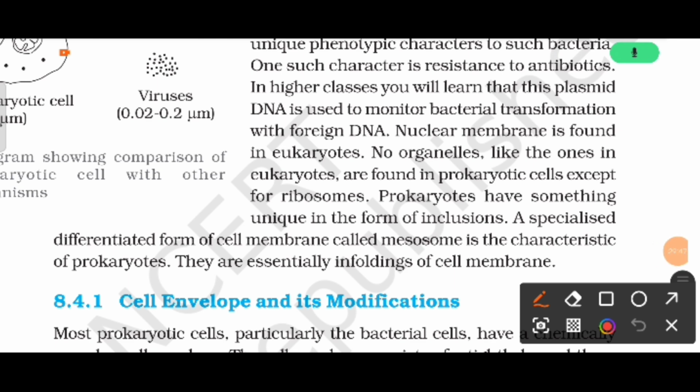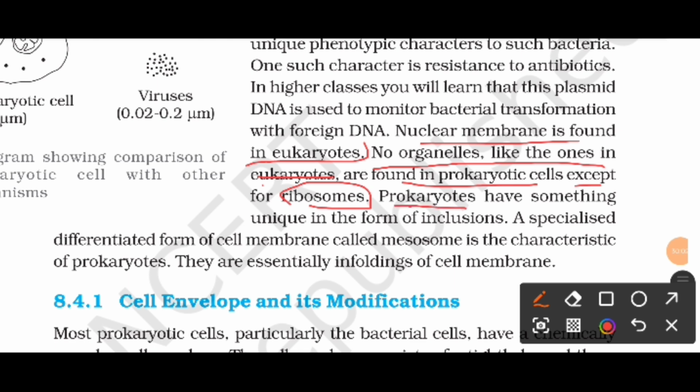Nuclear membrane is found only in eukaryotes. No organelles like the ones present in eukaryotes are found in prokaryotes, except for ribosomes, which we studied earlier. Also, prokaryotes have something unique in the form of inclusions. Yes, we studied about the inclusion bodies which store food, reserved materials.